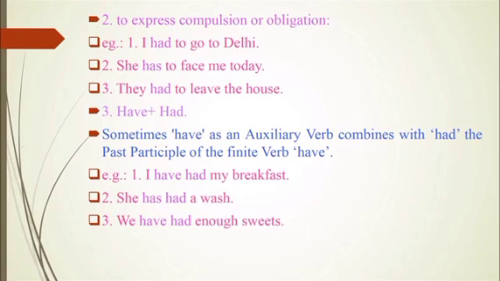The third function is have plus had. Sometimes have as an auxiliary verb combines with had, the past participle of the finite verb have. Example sentences are, I have had my breakfast. She has had a wash. We have had enough sweets.